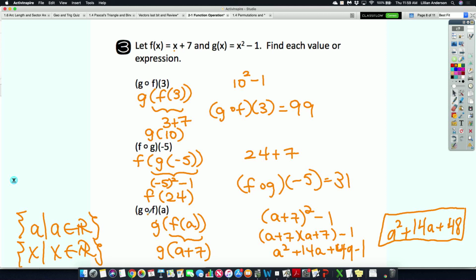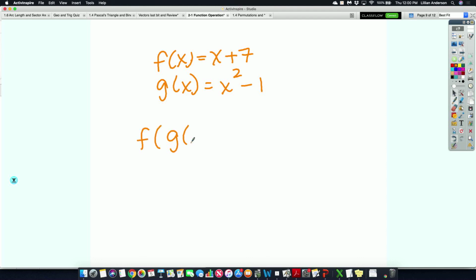What if, because you got some space, right? And this was not what I was talking about for those extra notes, but you got some space. What if I'm using the same two functions, x plus 7 and x squared minus 1? What if it gave you this?